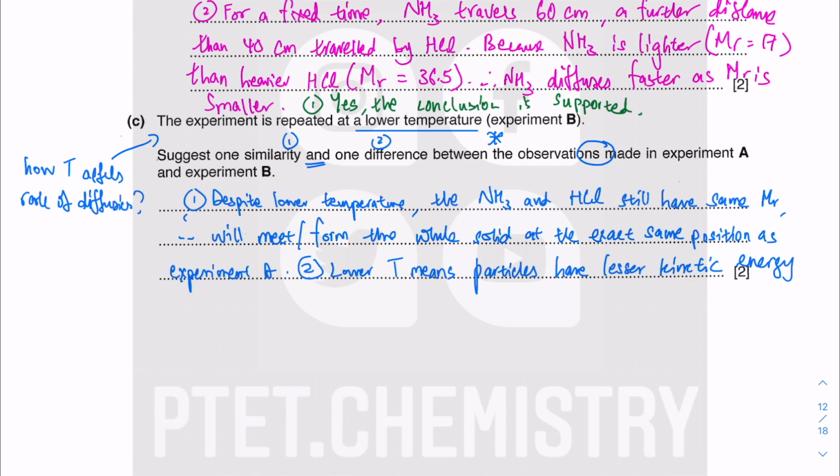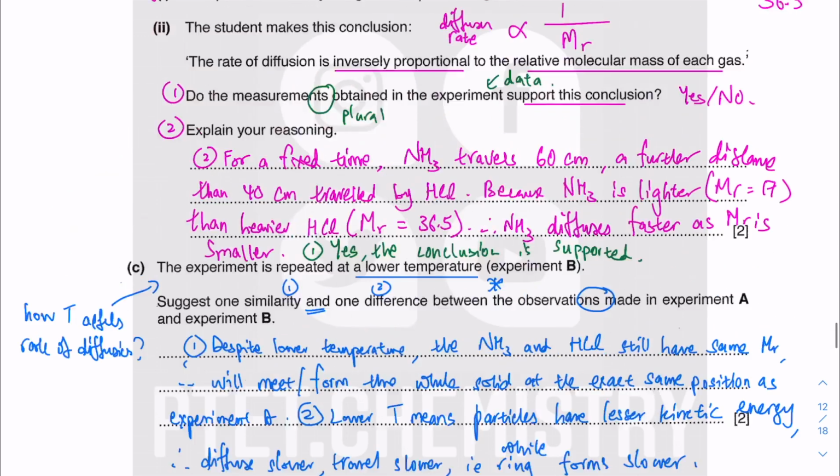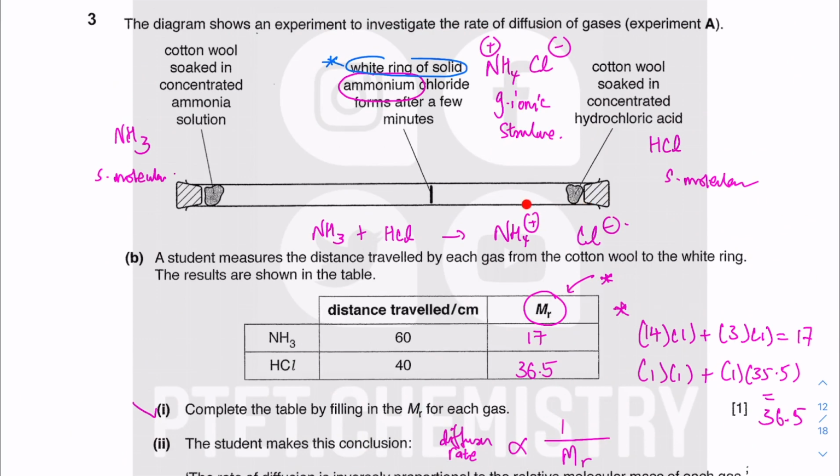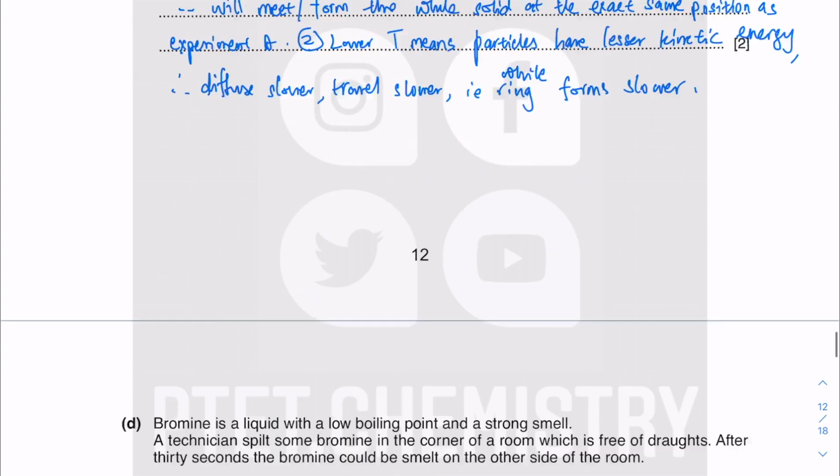All right, so lower temperature means particles have less kinetic energy, therefore diffuse slower, travel slower, i.e. the white ring forms slower. It just takes a longer time for the ring to form because each of these will diffuse a bit slower, but they will still meet at the exact same point there. So that's it for that.